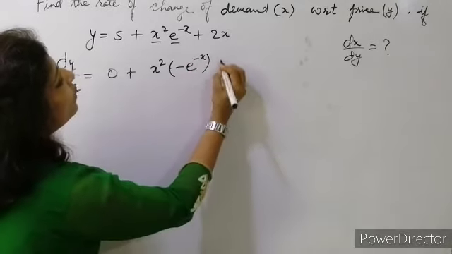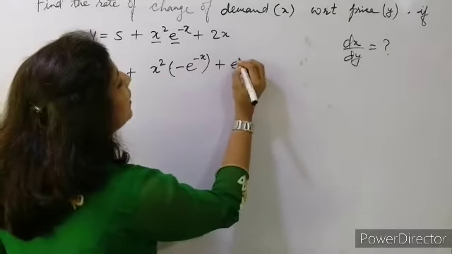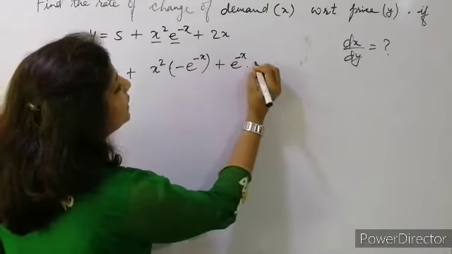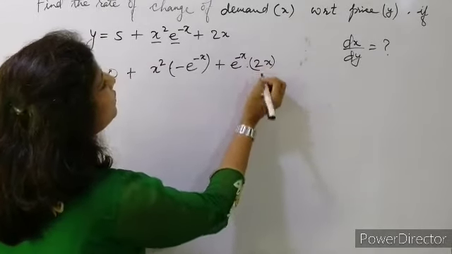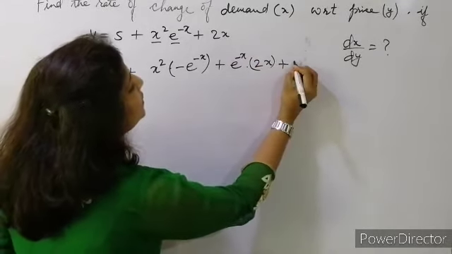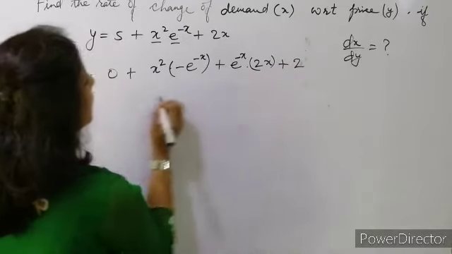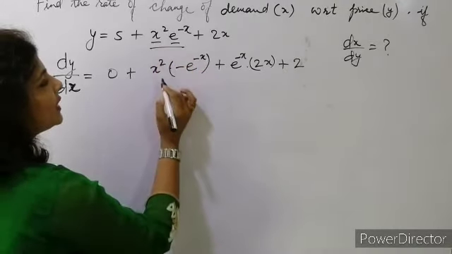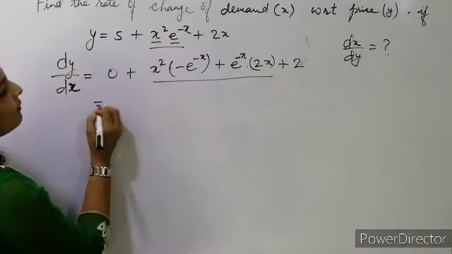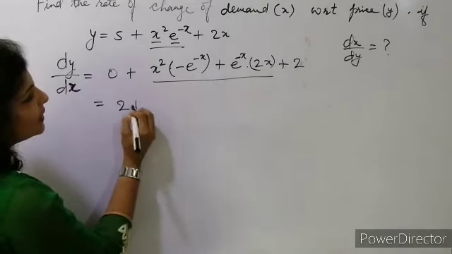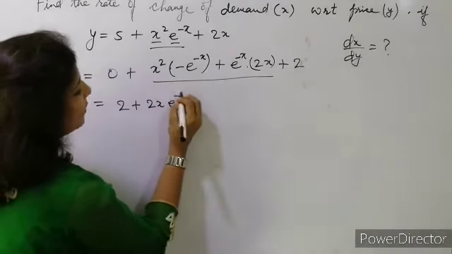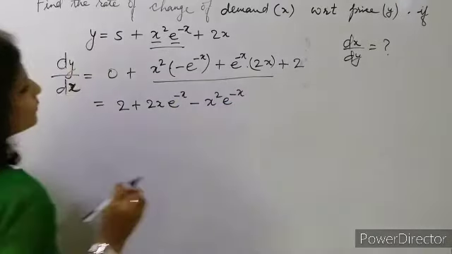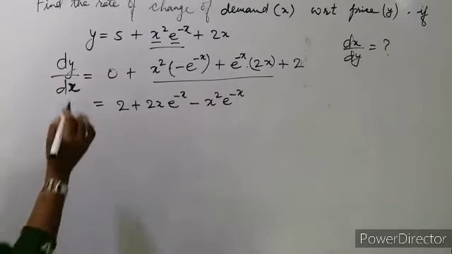Now plus, what will we do? We'll keep e to the power minus x constant, then we'll find the derivative of this one. So this will be 2x. Now again this is 2x, so differentiating 2x, we'll get 2. So by differentiating this, we'll get this one. The value we are getting is 2 plus 2x e to the power minus x minus x square e to the power minus x. So this value we got by differentiating this one.